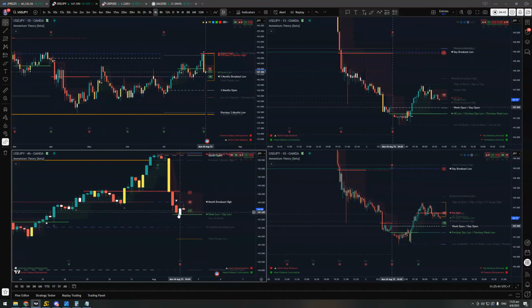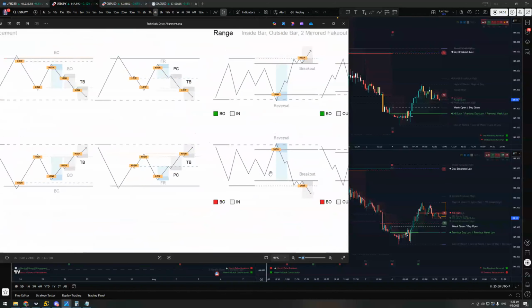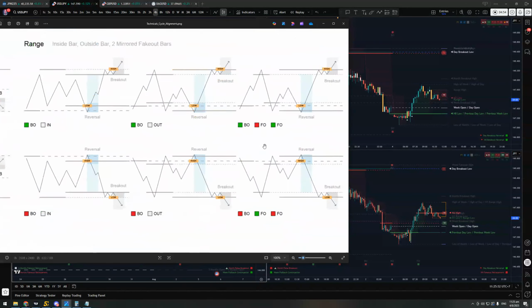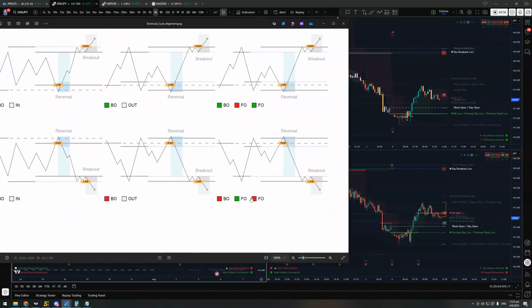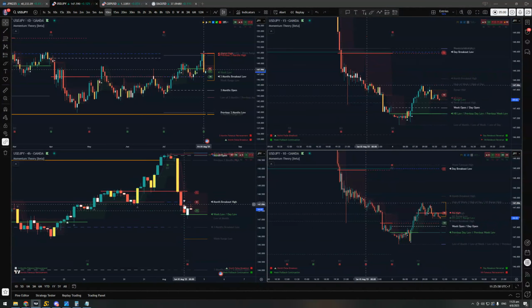If it closes like this, we have a bearish fake out followed by a bullish fake out. That's a definition of a range for me. If we have opposite facing fake out bars in a row, then that creates a range.